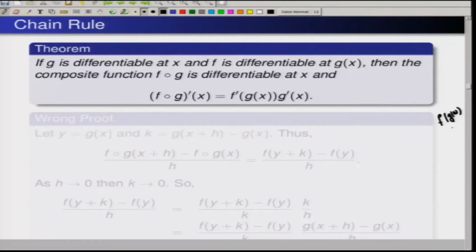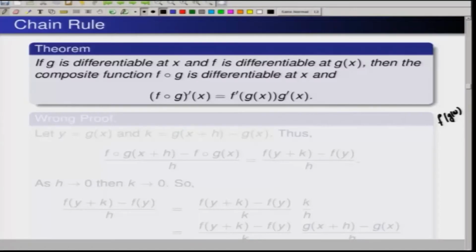Now the important thing is to find the derivative of f composed with g. The derivative of f composed with g at x is equal to f prime of g of x, since f is differentiable at g of x, times g prime of x. Now, let me give you a proof which is wrong but very intuitive, which is the way one would like to approach this.